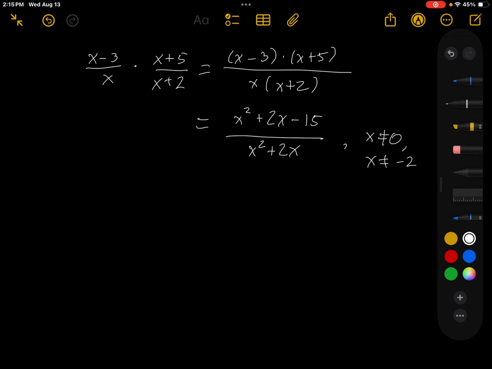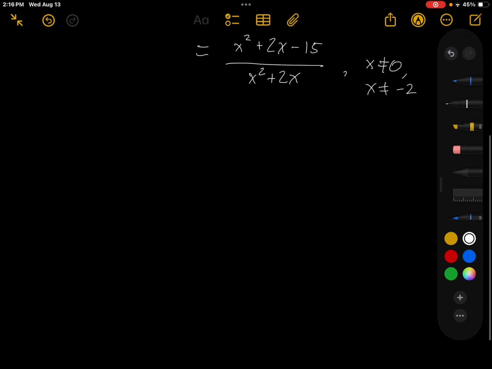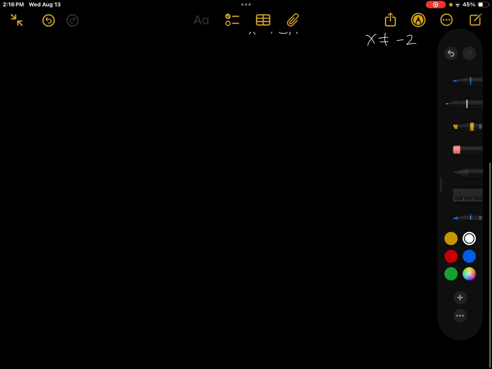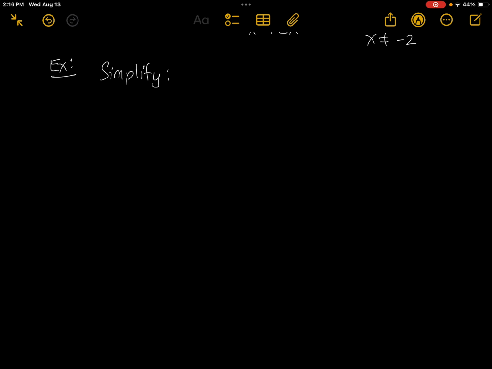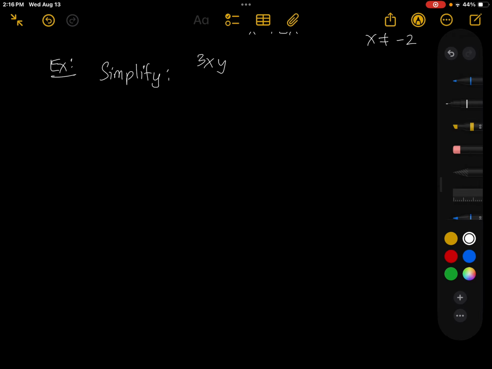So in general, let's do some more complicated examples. You would factor each of the numerators and denominators, and then divide them by their common factors. And here's an example. Let's simplify 3xy over 7wy times 14w squared over 18x.